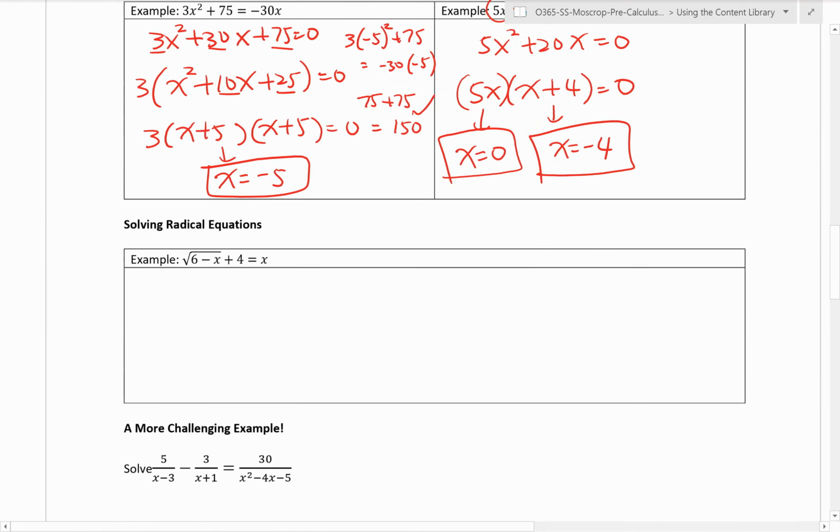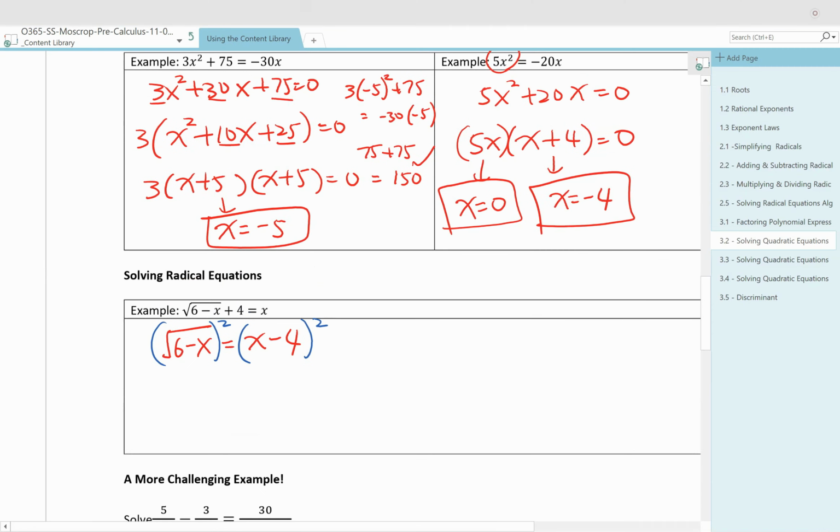This is what we did in the previous unit. Hopefully you still remember what to do. What we need to do here is, remember, we have one single radical, therefore we need to isolate the radical. So I'm going to move 4 to the right by subtracting 4. Now I can square both sides. I can square this, and I can square that.